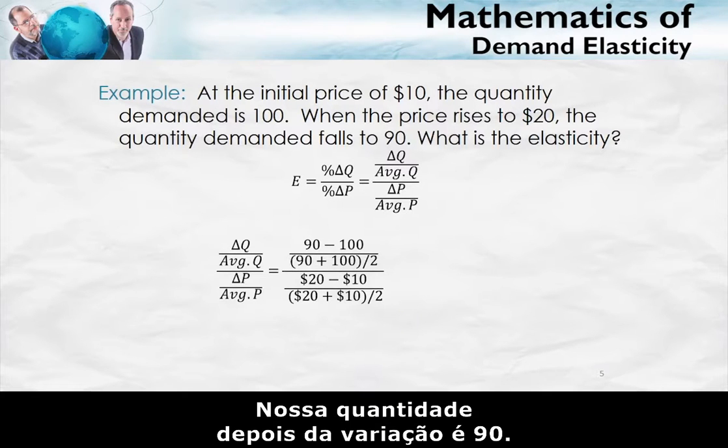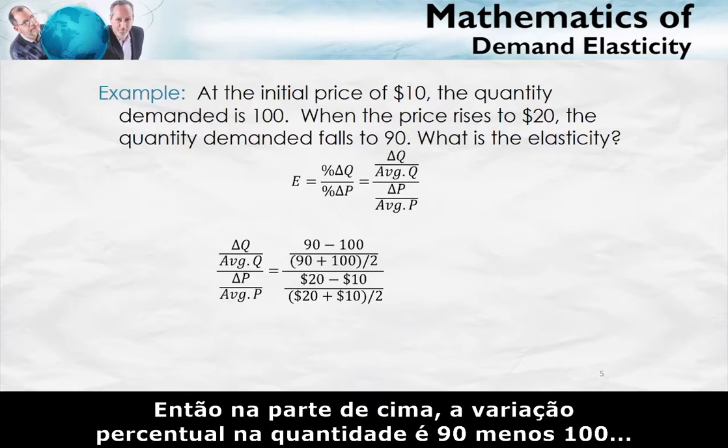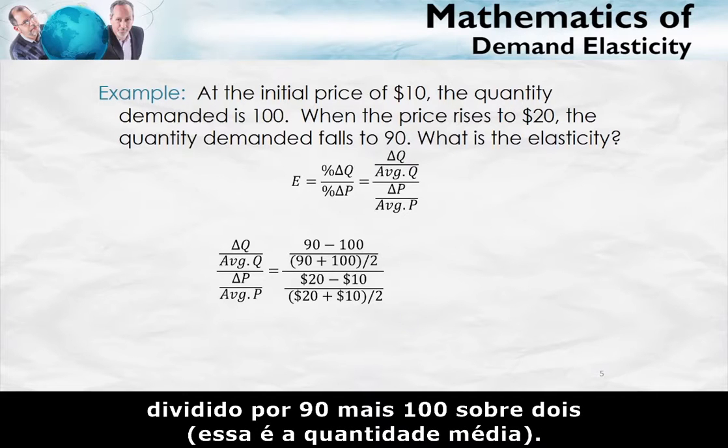So our quantity after the change is 90. Our quantity before that was 100. So on the top, the percentage change in quantity is 90 minus 100 divided by (90 plus 100) over 2. That is the average quantity.